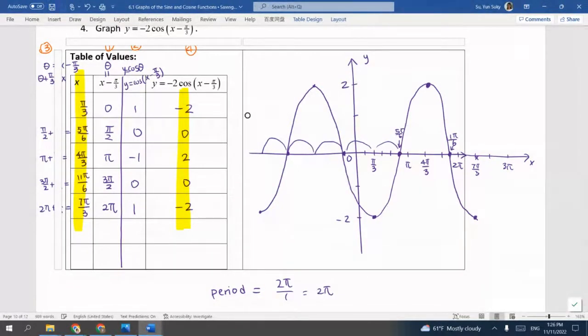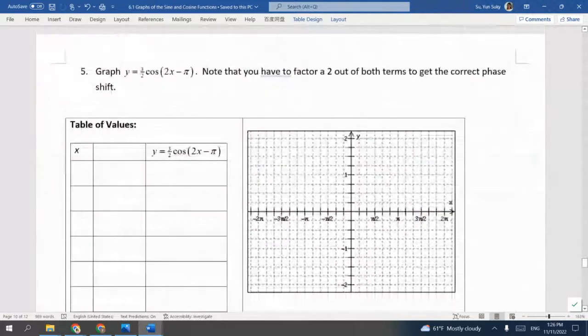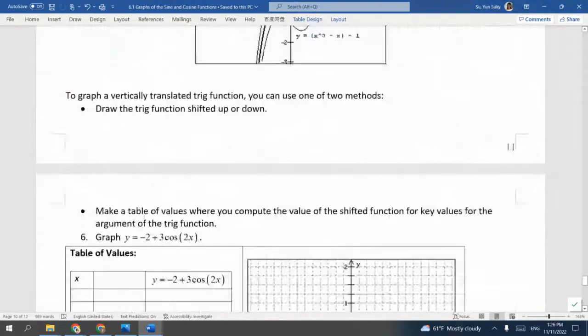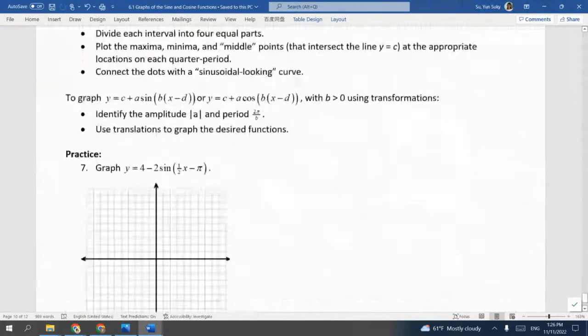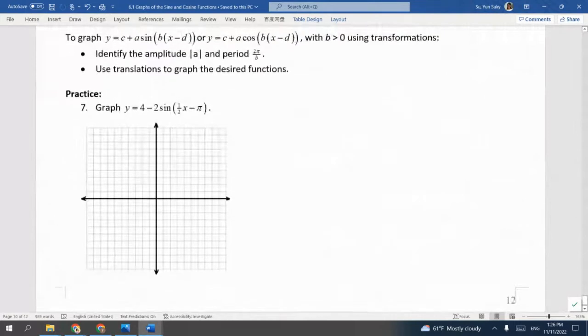So far, so good, everybody? Okay, good. Let's do a more complicated function. Let's do this one. This is more complicated.